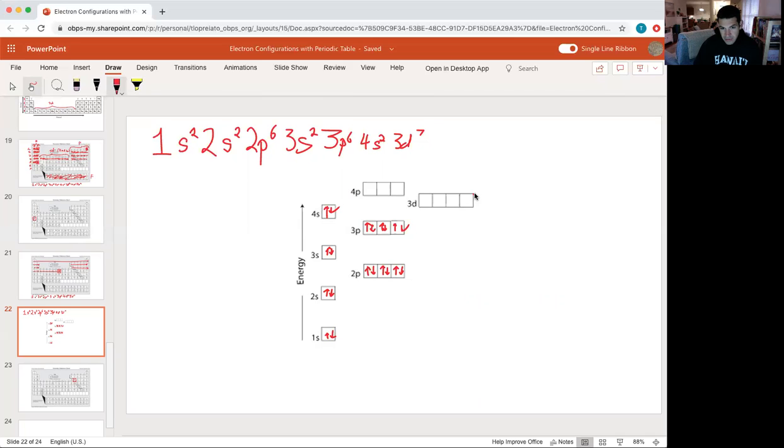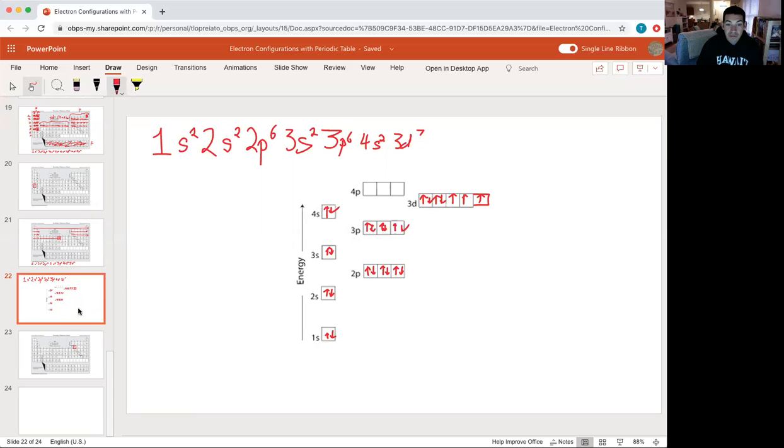And there should actually be a 5th box here. Apologize. So 3d7, 1, 2, 3, 4, 5. 5 of them unpaired, then we start to double up. 6, 7. Right? So cobalt should have these 3 unpaired electrons. All right. But that's if you have the configuration, you just fill up those spots. And then it's only the last one that you have to be a little more careful with to make sure you have the proper number of filled and unfilled.